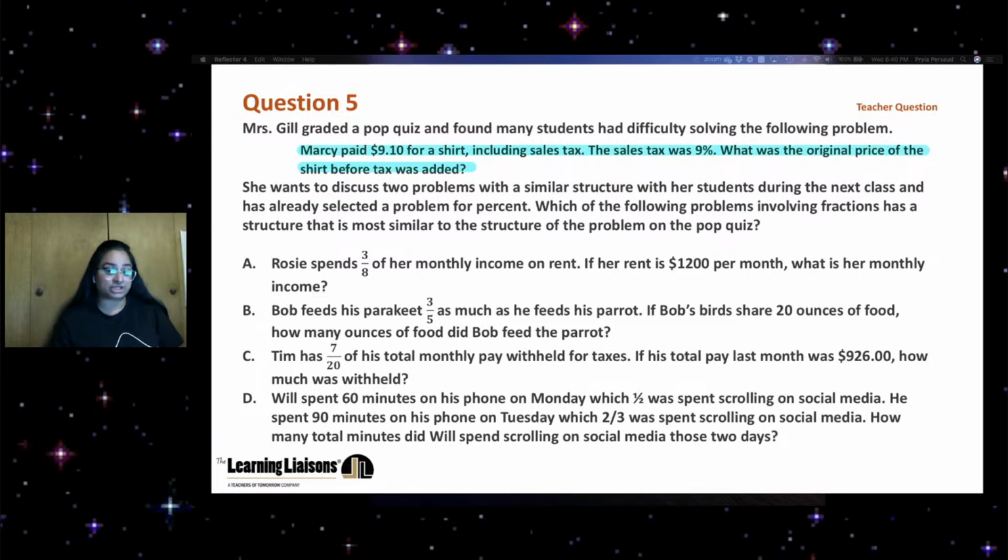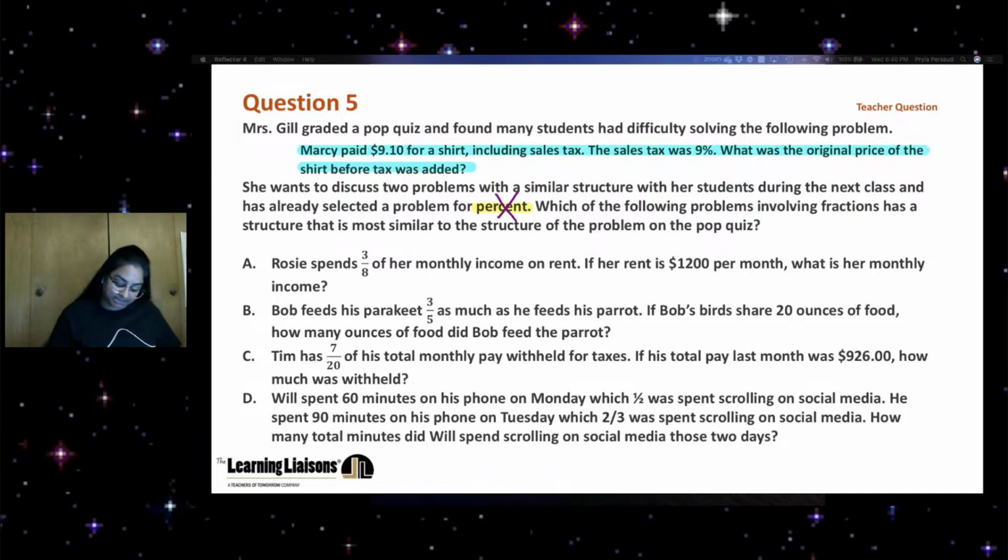They tell us some information below this piece. This is important information. But now we have to piece through to see what we need from that. She wants to discuss 2 problems with a similar structure with her students during the next class and has already selected a problem for percent. So we're not looking for a percent problem, which is great because if we glance at our answer choices and we see percent is a part of it, we can eliminate it. It is a big fat no-go, right? She's already figured out that question. So we don't need a percent, which is great because it helps us get things out of the way.